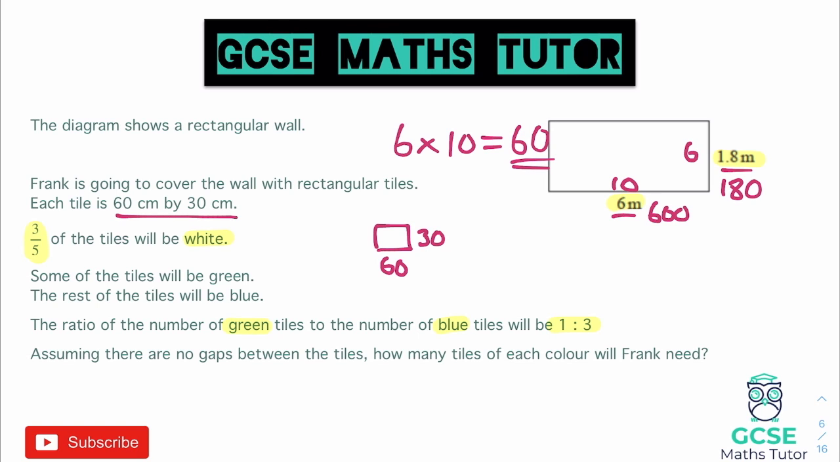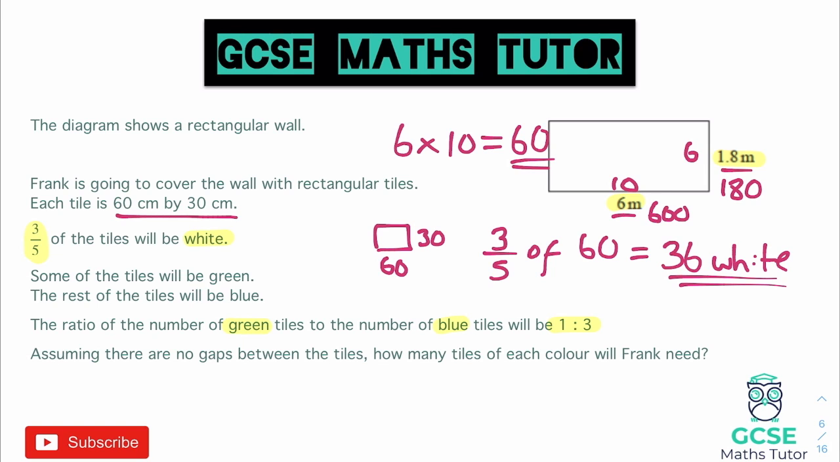So now we know how many tiles there are going to be in total, we can actually start to break it down, look at the fraction, and then look at that ratio. So it says 3/5 are going to be white. So if we work out 3/5 of 60, that's going to tell us how many of them are going to be white. So to work out 3/5, we'd first divide by 5. So 60 divided by 5 is 12. And then we want to times that by 3 because we want 3/5. So that is going to equal 36, and that is the white tiles.